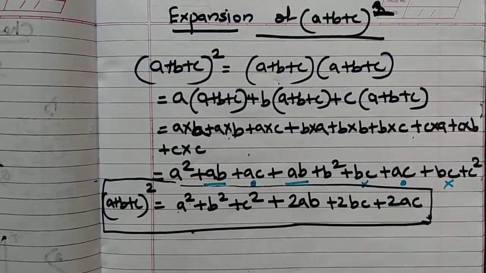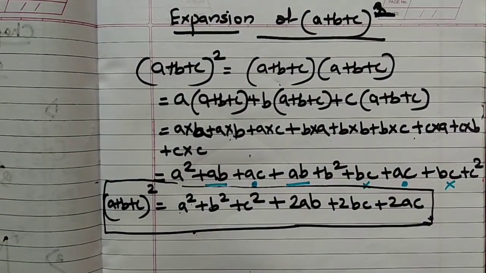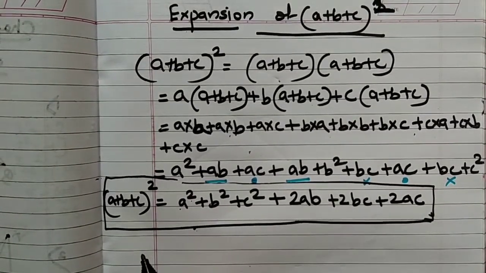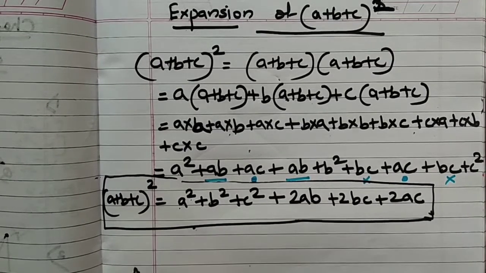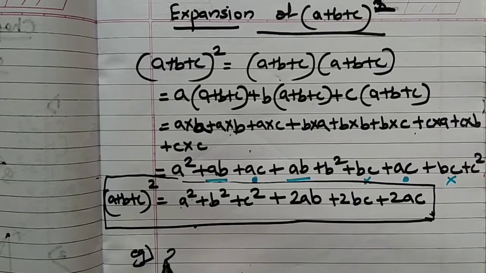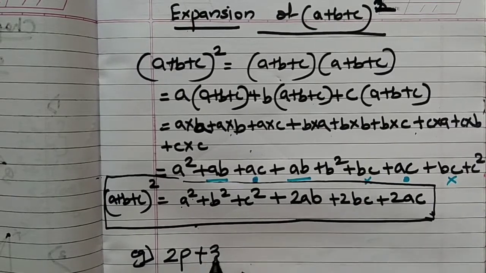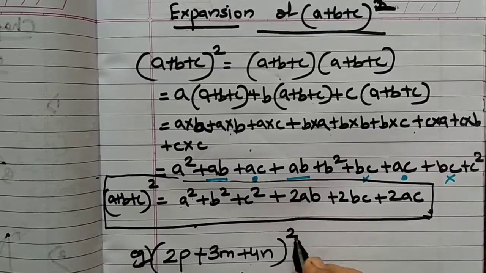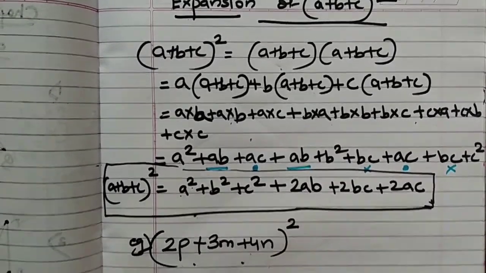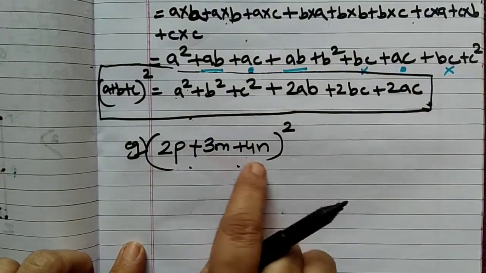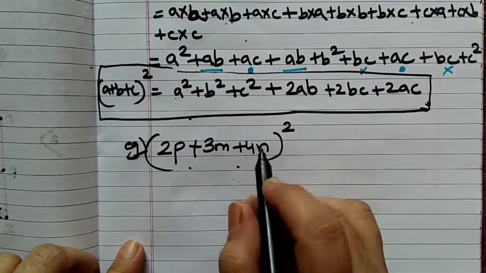So I'll solve one example. There is one example 2 in your textbook, page number 27. I will solve that example. The sum is 2p plus 3m plus 4n whole square. This is the sum. A plus B plus C whole square. Same form it is. Okay.